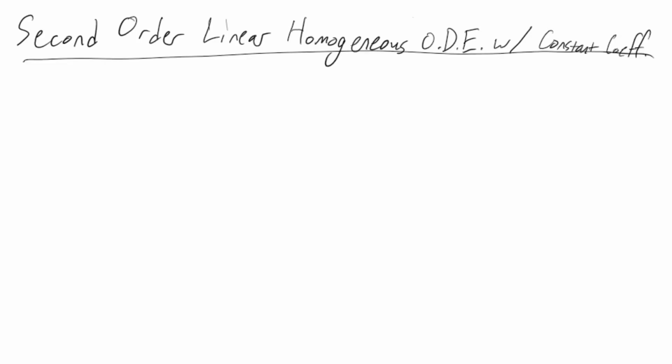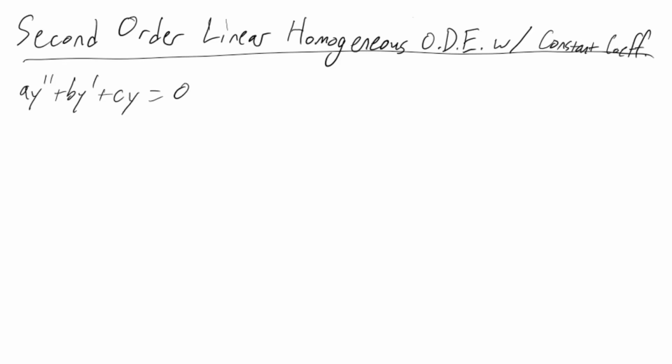They just look like ay'' + by' + cy = 0, where a, b, and c could be any constants. So it's second order because of the y''. It's linear because the coefficients in front of each of the derivatives are constant, and it's homogeneous because it's equal to 0.